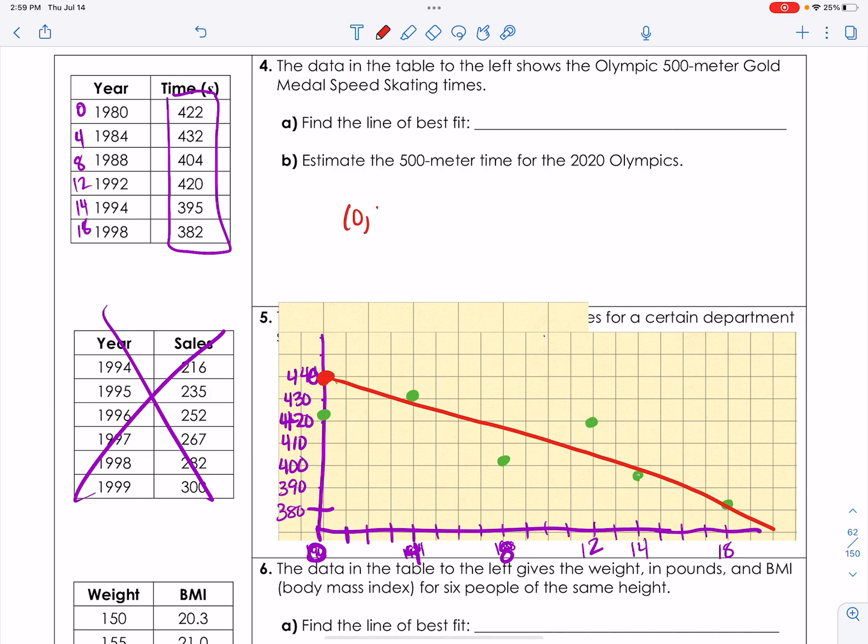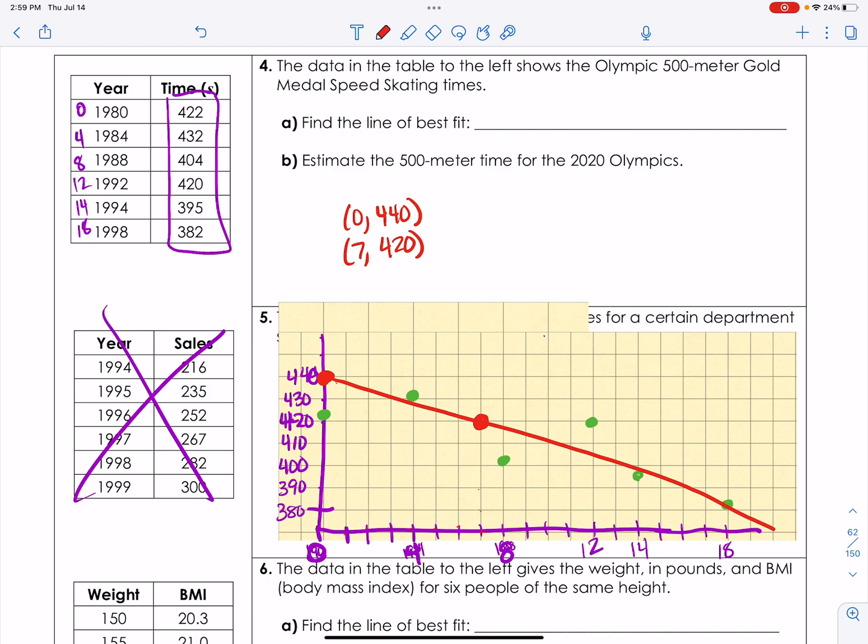At year 0, it's about at 440. This is an estimate anyway, okay? And then I'm going to follow the line, and right here, there's another good point. 1, 2, 3, 4, 5, 6, 7. In year 7, it's 380. That would be 420.